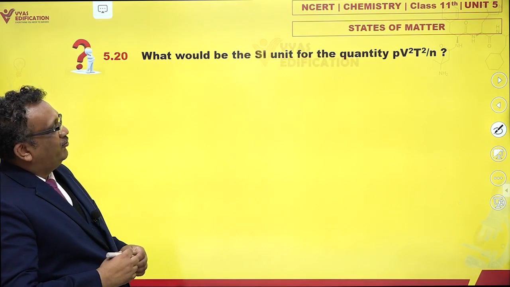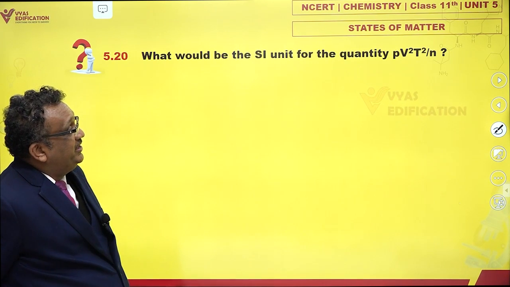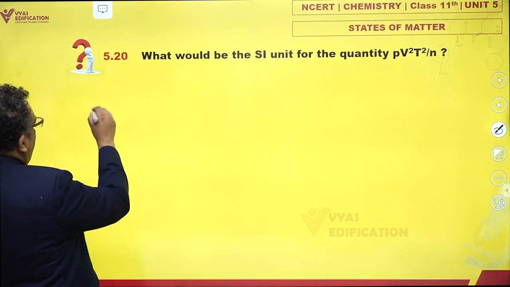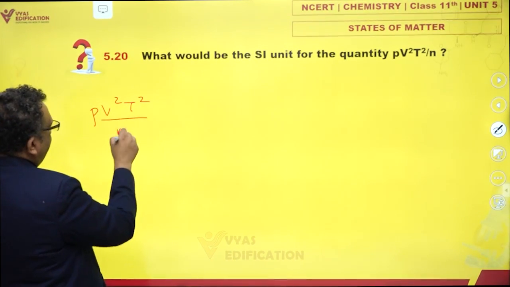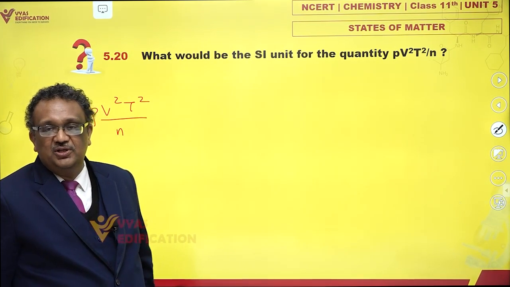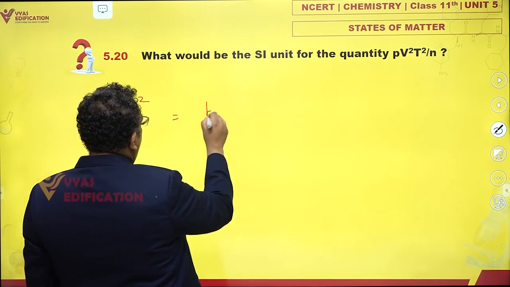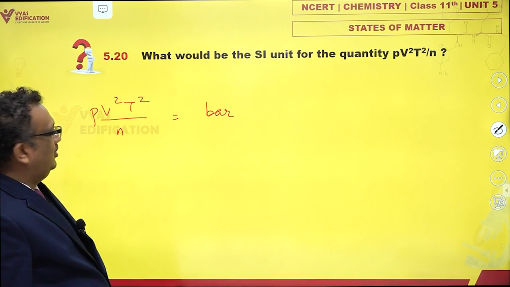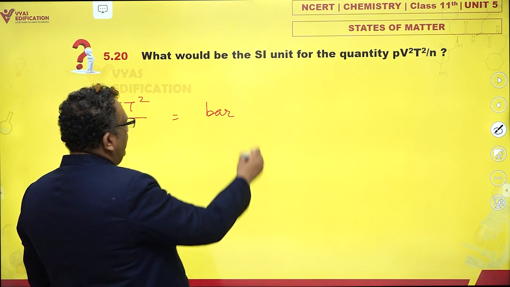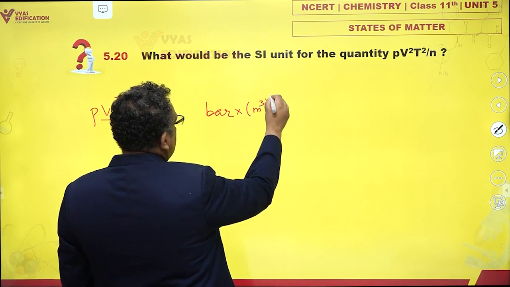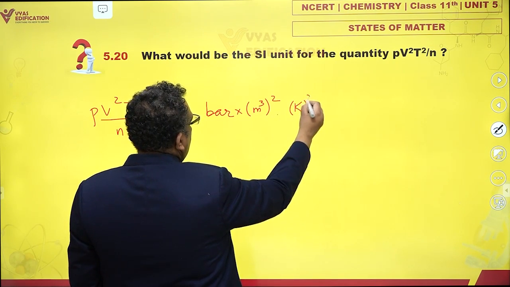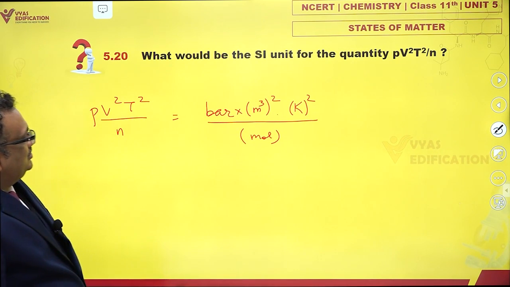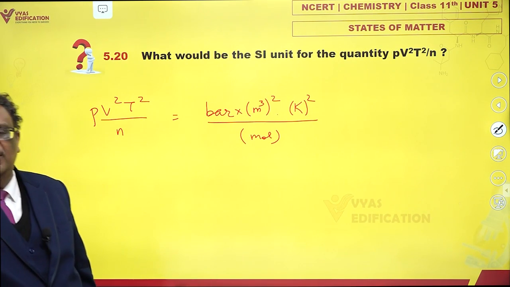What would be the SI unit for the quantity P V square T square by N? How do we do this? Just substitute. We have P, V square, T square by N. What is the SI unit for pressure? Pressure is bar. So this is bar. V square. Now, what is volume? Volume is in meter cube. So meter cube square. Temperature is Kelvin square. By N is mole. No square. Nothing. That's it. Is it good enough?